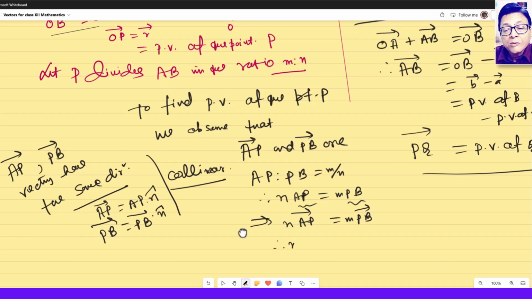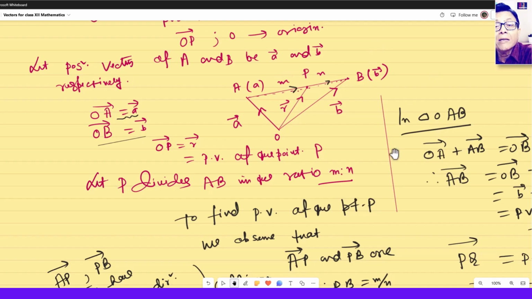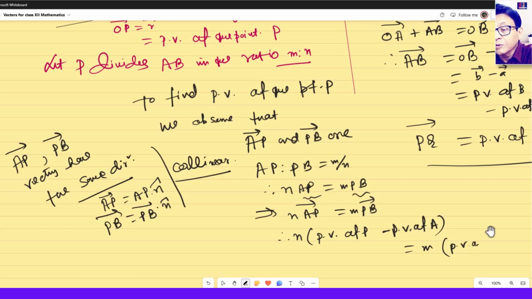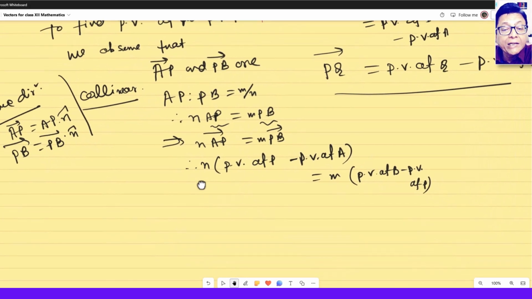vector. So n into, what is AP vector? See the diagram. AP vector is what? Position vector of P minus position vector of A. So you write position vector of P minus, and what about PB vector? m into the last point. The second point comes first, position vector of B minus position vector of P. So what do you get finally?